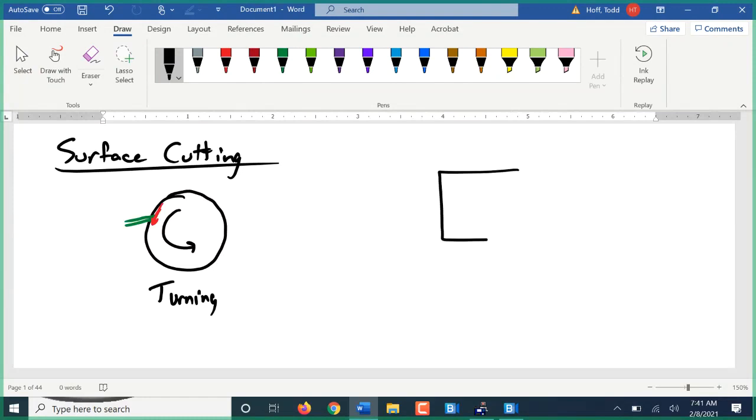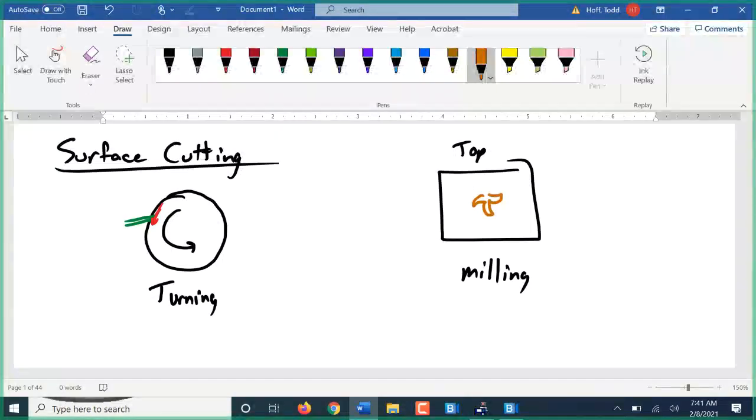Milling, looking at this now from the top view, now the tool, and that looks like a mill. There's a reason I'm a math teacher, not an art teacher. So the tool is spinning, and the surface cutting speed is the speed again at which now the tool is going past the material.